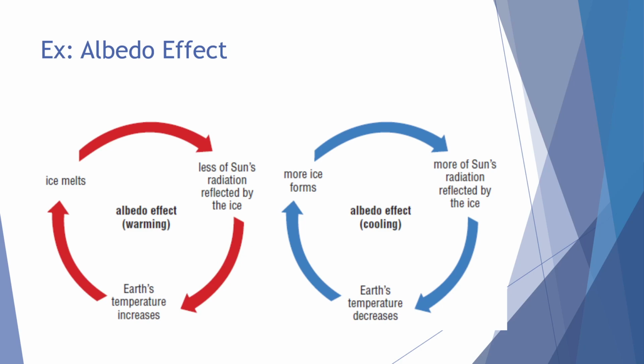Positive not meaning good, but positive meaning it increases the original issue. And then the cooling version of that is that more ice forms, more of the sun's radiation is reflected by the ice, and then Earth's temperature decreases, and then more ice forms, and more of the sun's radiation is reflected by the ice, and then Earth's temperature continues to decrease. That would be another positive feedback loop, but in this sense from a cooling point of view.